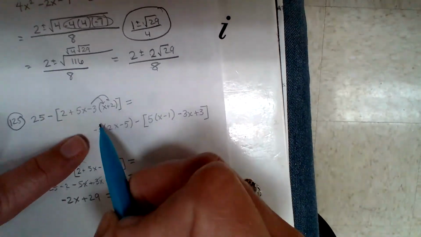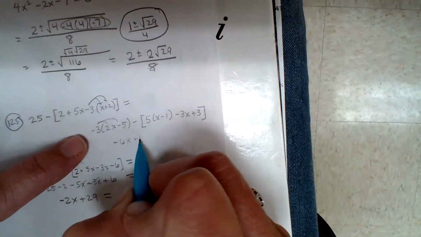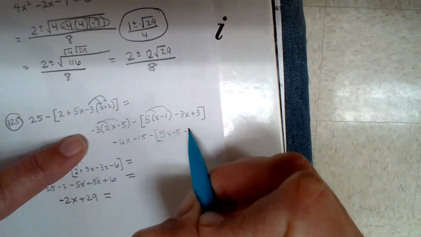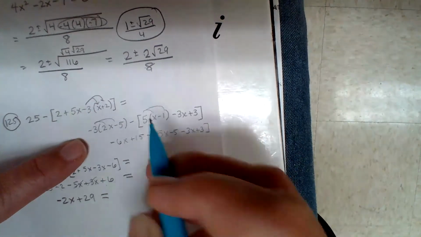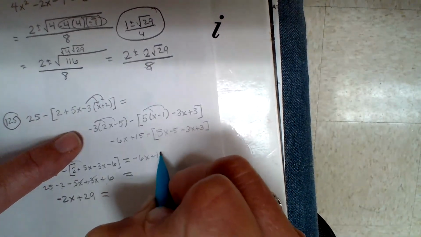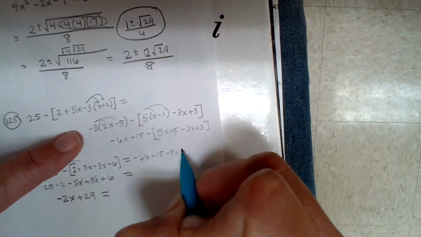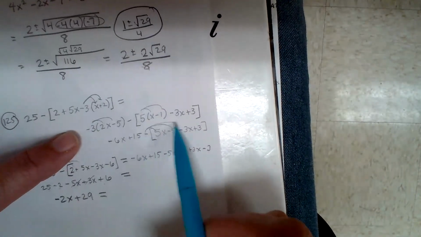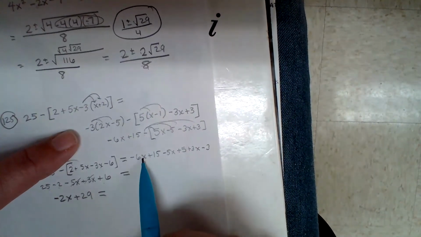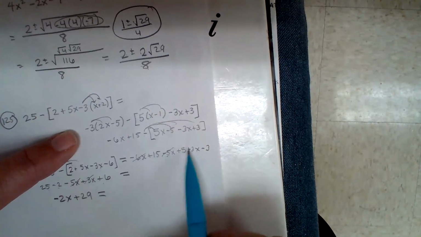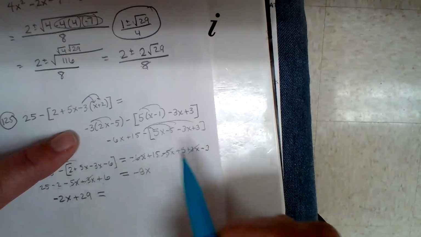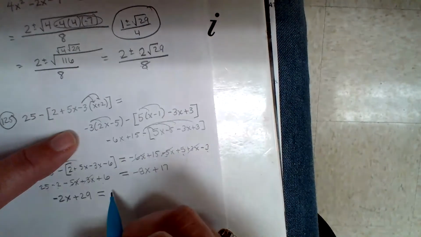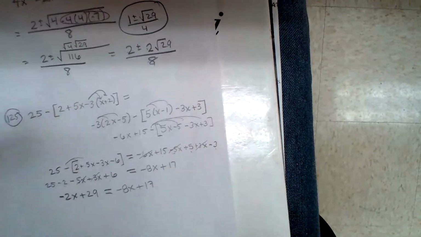My right-hand side, I'm going to distribute my negative 3, negative 6x plus 15, minus, keep my brackets, I'm going to distribute my 5. Then I'll distribute my minus sign, so negative 6x plus 15 minus 5x plus 5 plus 3x minus 3. Distributing that through. And then I have negative 6x minus 5x, which is negative 11x, plus 3x, negative 8x. 15 plus 5 is 20, minus 3 is 17. So negative 8x plus 17. Now that's just simplifying both sides.